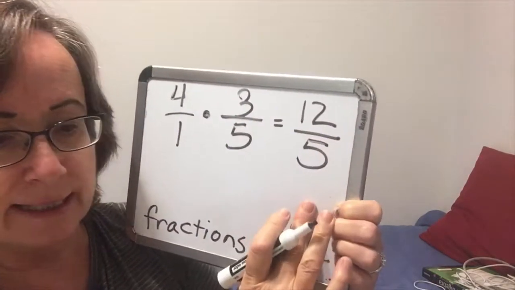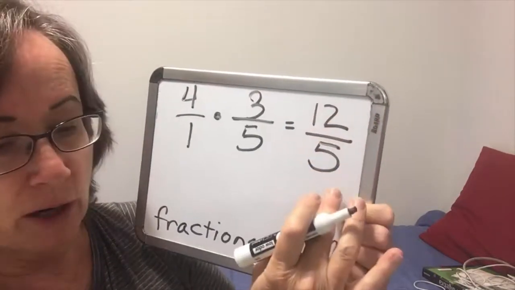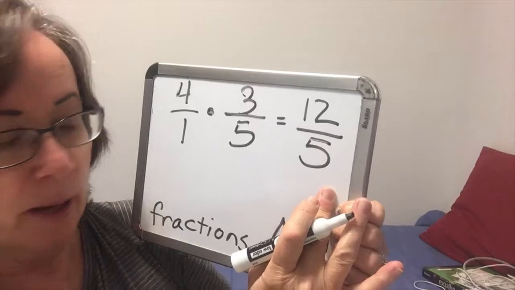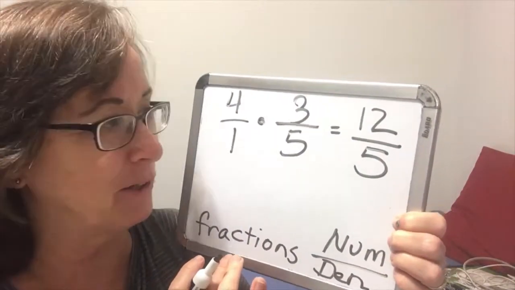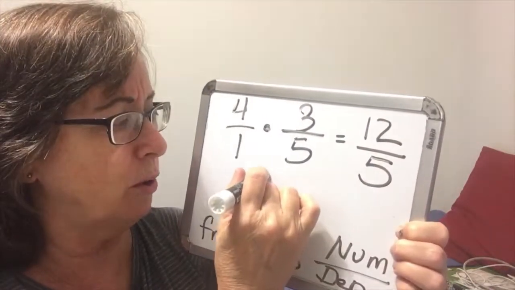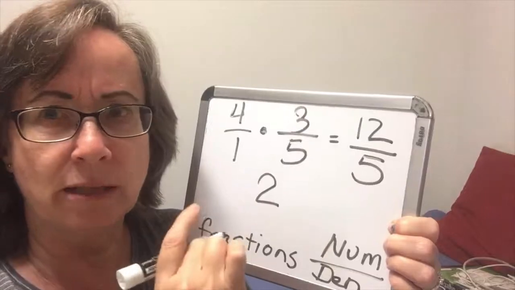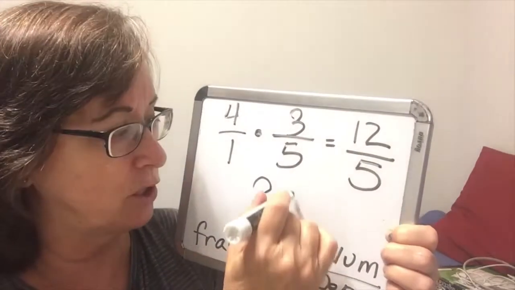Now, this one is an improper fraction, isn't it? So 12 over 5 is the answer, but we would want to put it into a mixed number. Do you remember how to do that? We say, well, 12 divided by 5 goes 2 whole times, and 2 times 5 is 10, and 10 from 12 is 2 left over.